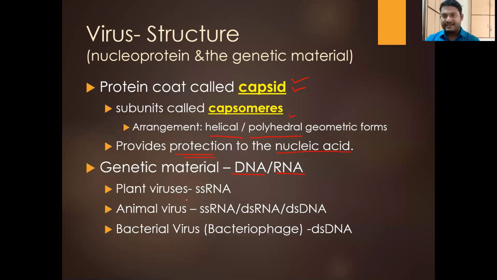Now, plant viruses typically have ssRNA. SS means single stranded RNA, right? That is called ssRNA. When we talk about animal viruses, they can have ssRNA, dsRNA, or dsDNA. DS means double stranded. SS refers to single stranded, DS refers to double stranded. And when we talk about bacterial viruses, the bacteriophage, you can see there is a double stranded DNA.